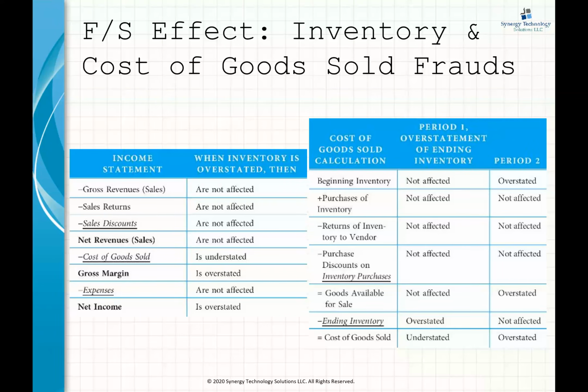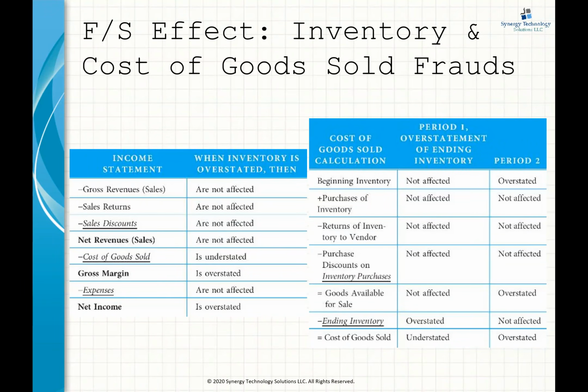Now, from a purely inventory perspective, what is happening? When you're fudging inventory, your beginning inventory is not impacted in period one, but in the next period, it is overstated. Purchase of inventory is not impacted because you didn't really add new inventory. You're just playing with the existing inventory number. Return on inventory, not impacted. Purchase discount, not impacted. Goods available for sale, not impacted because it is not changing. You're just fudging the number.